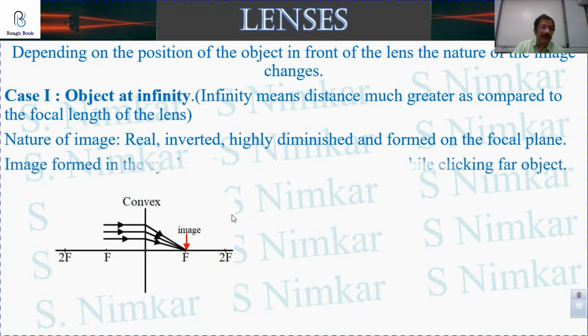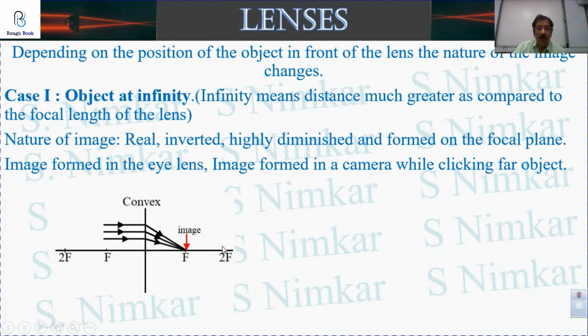Now, which optical instrument forms this kind of image? The image which is formed in our eye lens. The image which is formed in the camera while clicking a far off object, okay, is this kind of image.